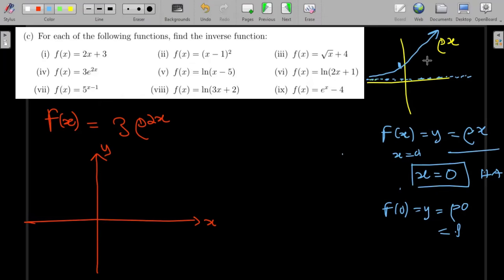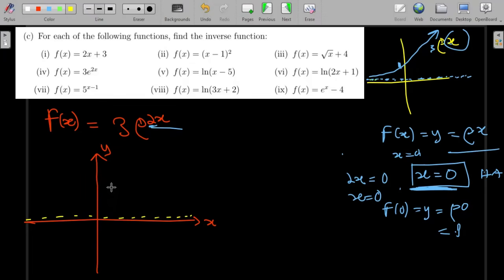Now to this e to the power something, we have added a 2 in the power and also a 3 in front. Does that change anything in terms of how the graph is going to look? No, because to find the asymptote, we said we equate whatever the power is to 0. So if I equate 2x to 0, for x I'm still going to find 0. So my horizontal asymptote is still the x-axis like that.